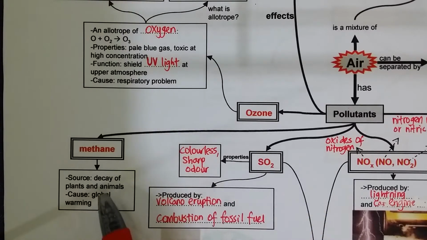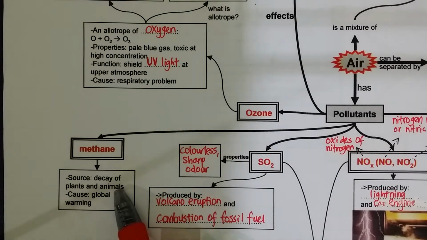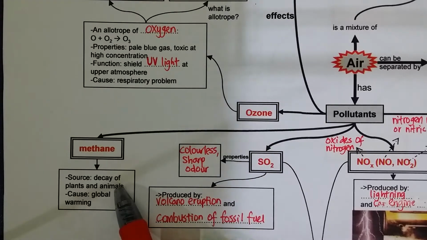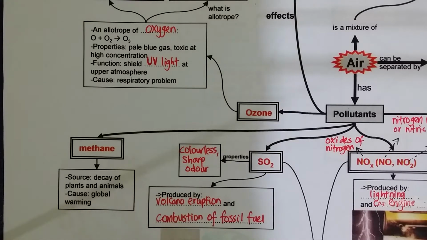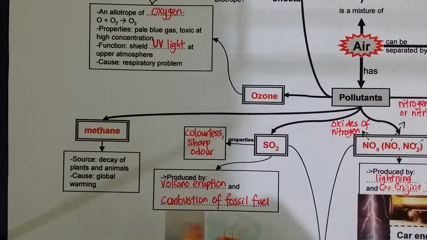Now, the source of methane is the decay of plants and animals. For example, the food that we eat will be decomposed by certain bacteria in our stomach and also in our intestine. In the process, a gas would be produced, and then we fart. A small percentage of our fart actually consists of methane, and that is why sometimes the fart is flammable. I'm sure you have watched some YouTube video whereby people light up their fart. Anyway, it's a very dangerous act, so don't try it.